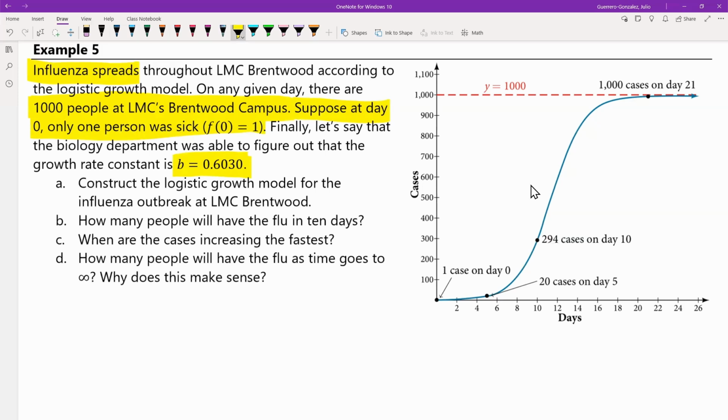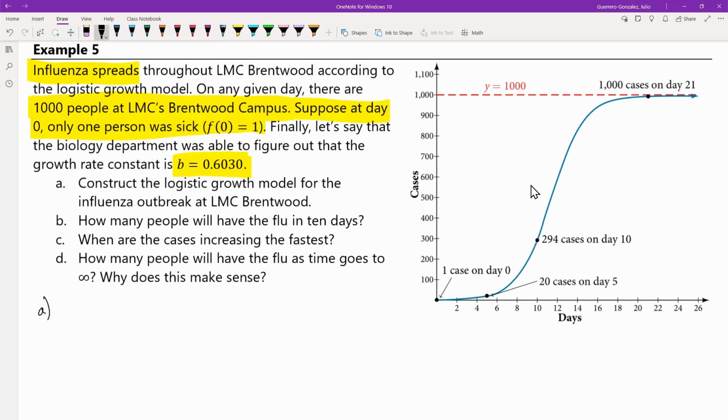Got it? We are going to, first of all, construct the logistic growth model for the influenza outbreak at LMC Brentwood. How many people will have the flu in 10 days? When are the cases increasing the fastest? And how many people will have the flu as time goes to infinity? And why does this make sense? Some of these questions we do need to break out our algebra for, and some of these we can use the graph that's at the right. But we're going to try to tie both of them together. So first of all, let me do A.